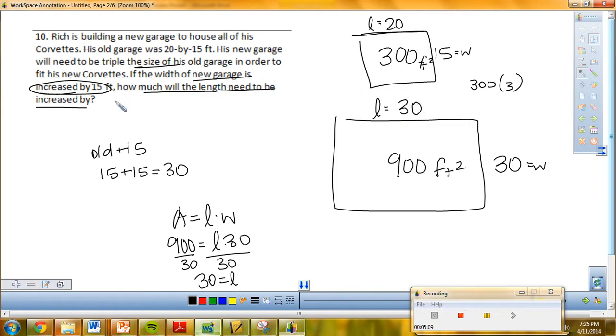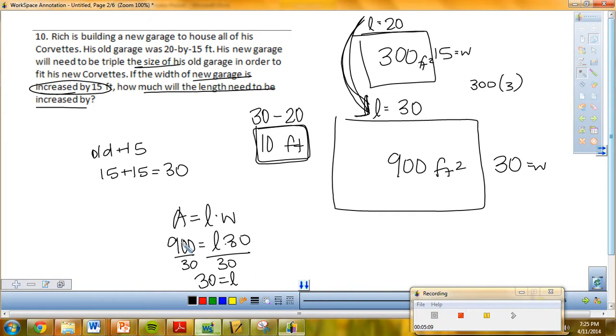Is that what they're asking? Find the length. No. They're saying how much is the length increased by. So how much am I adding to the length of the new garage? So my old garage was 20, my new garage was 30, so how do I find the amount of increase? I'm going to do 30 minus 20, so it means that I added 10 feet to the new garage length.